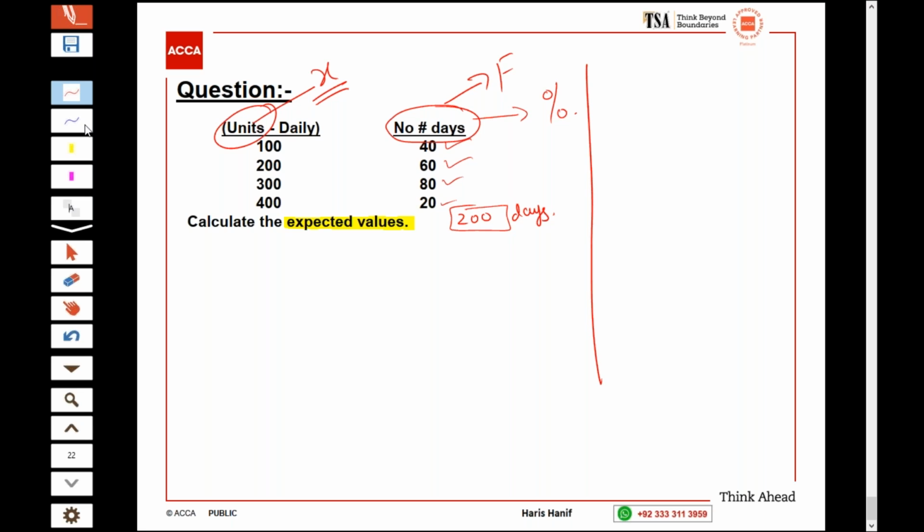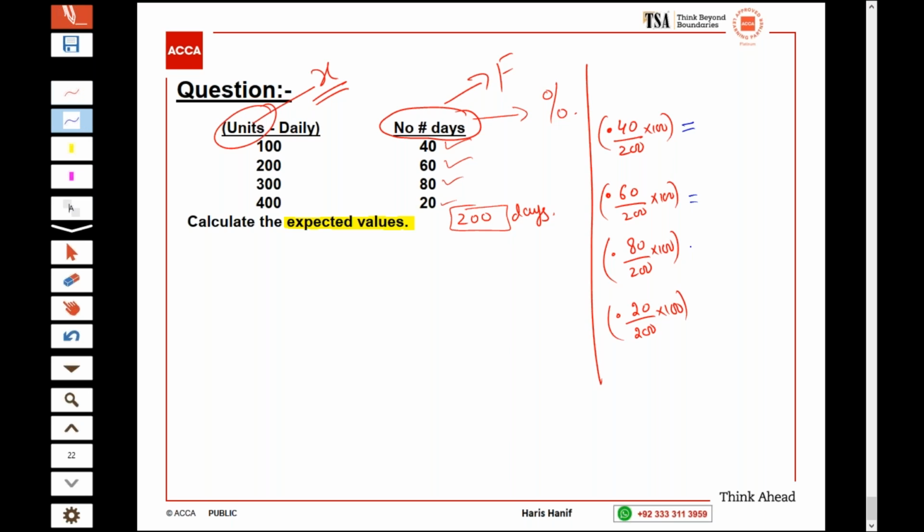And you need to calculate the probability for each and every frequency distribution. Now, C number 1: 40 upon 200 multiplied by 100. C number 2: 60 upon 200 multiplied by 100. C number 3: 80 upon 200 multiplied by 100. C number 4: 20 upon 200 multiplied by 100. Now, here are probabilities, and that becomes 20%, 60 upon 200 becomes 30%, 40%, and 10%. And there is total 100%.